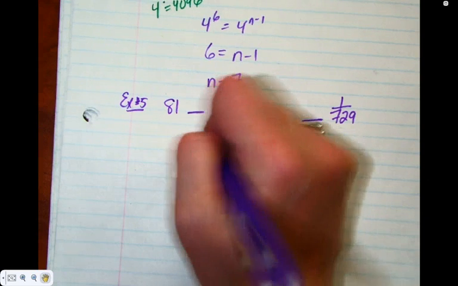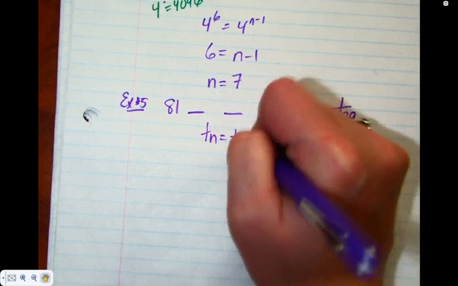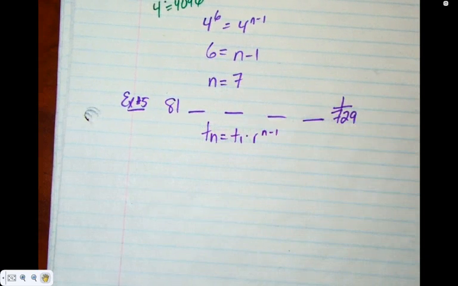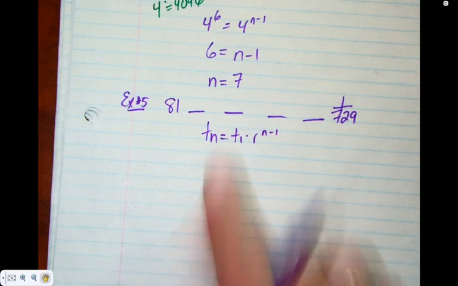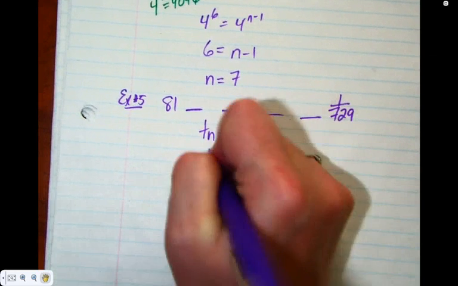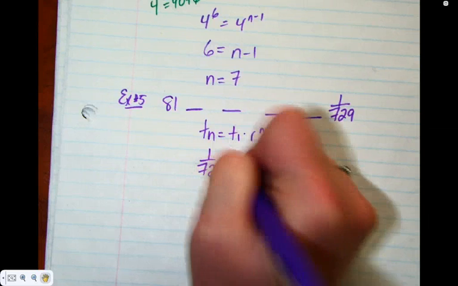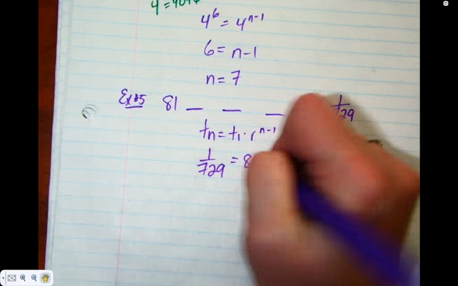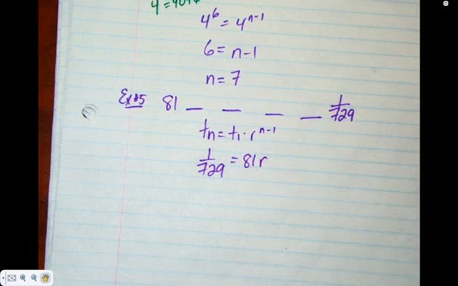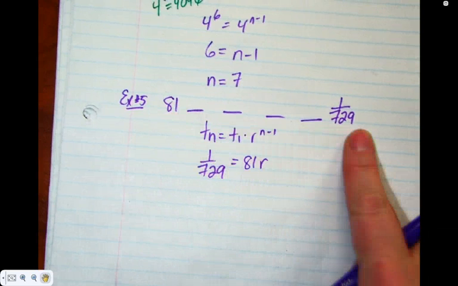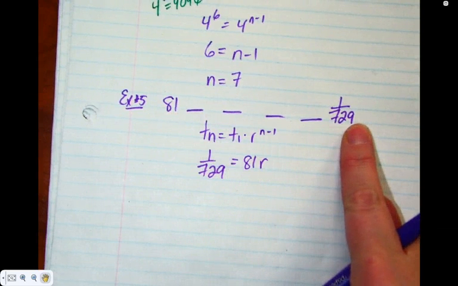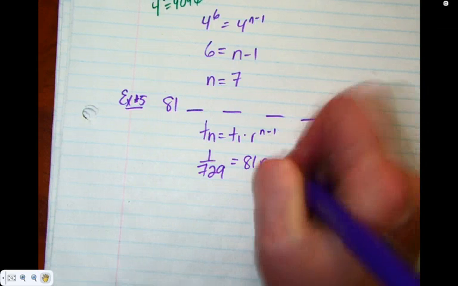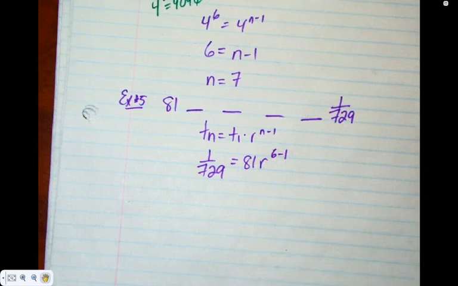Okay, so step 1, we start with the formula. I'm going to put the value of the last term on the left-hand side. I'm going to put T1 as 81. R I don't know. And I need to find n. Well, we just count what term is 1 over 729. It's the 6, so n has to be 6.